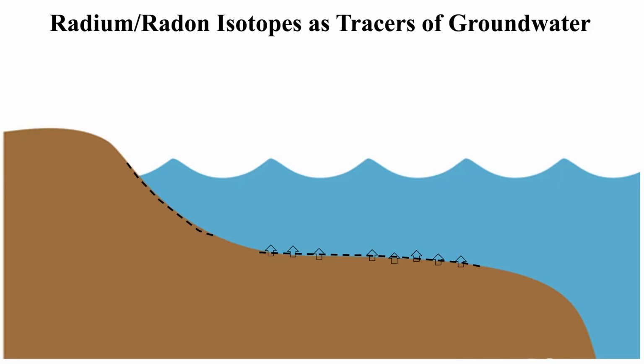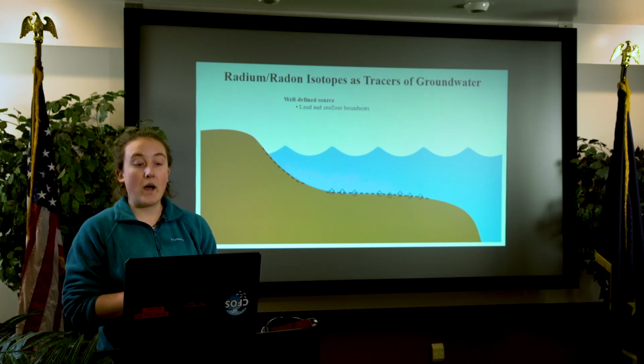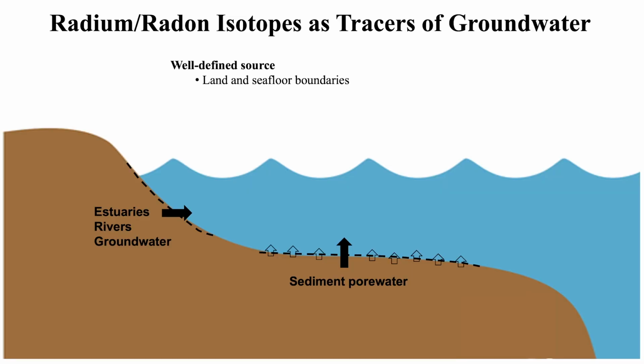So how am I going to be studying this? It's difficult to measure. Well, I'm going to be using radium and radon isotopes as tracers of groundwater. These two different elements have well-defined sources, so everything about them I can quantify. Radium and radon enter the ecosystem through land-ocean boundaries: estuaries, rivers, and groundwater, as well as our sediment pore water.